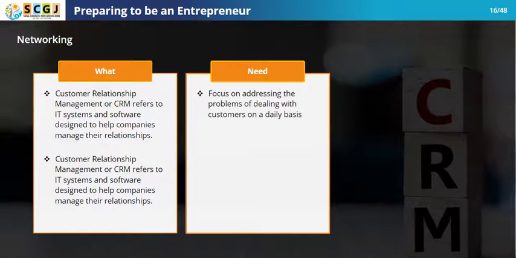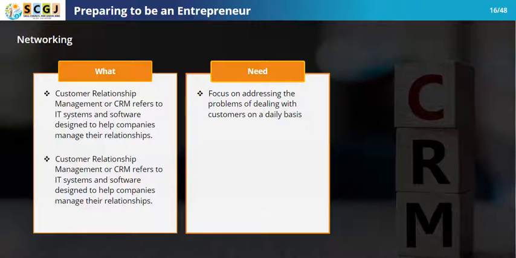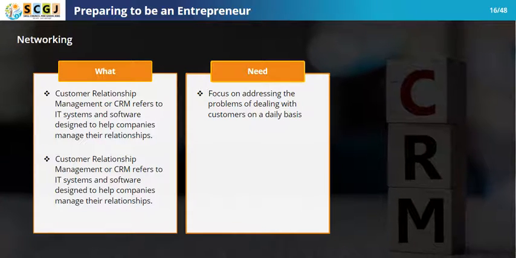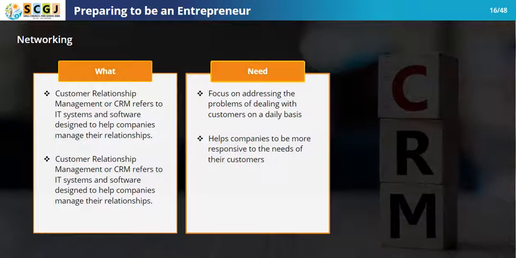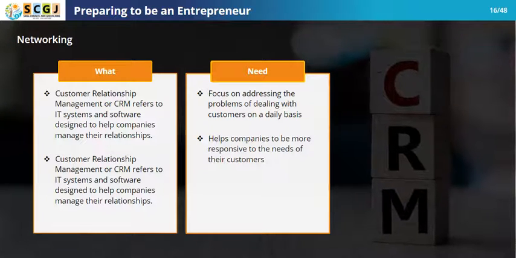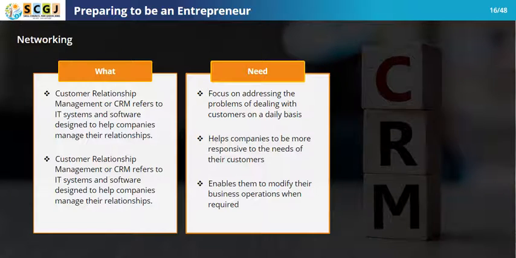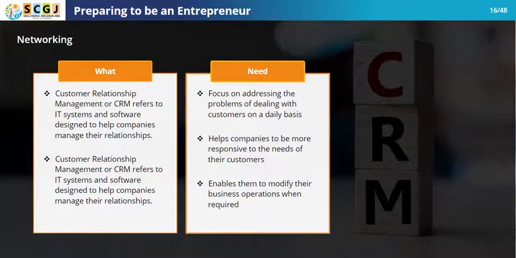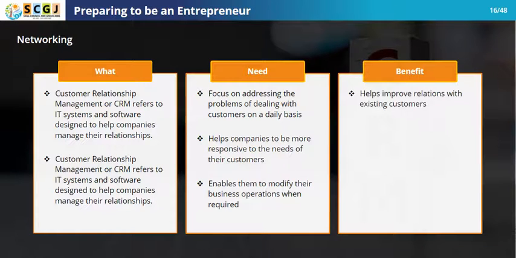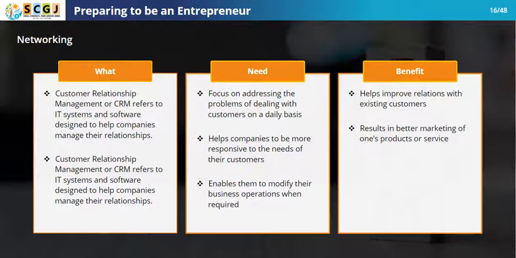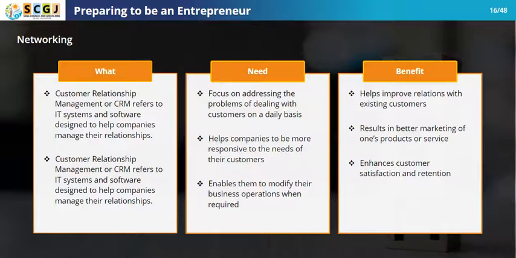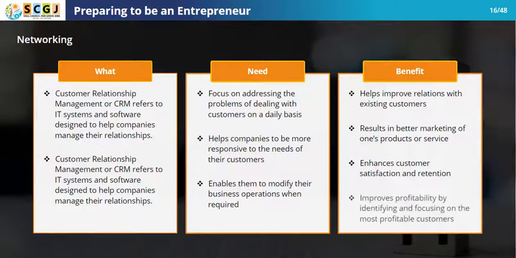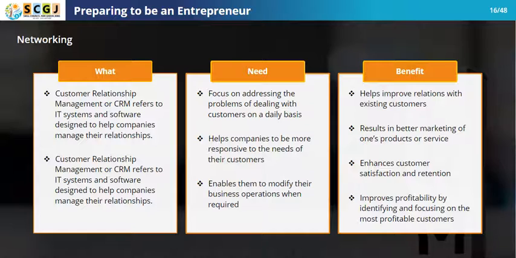Need. Focus on addressing the problems of dealing with customers on a daily basis. Helps companies to be more responsive to the needs of their customers. Enables them to modify their business operations when required. Benefit. Helps improve relations with existing customers. Results in better marketing of one's products or service. Enhances customer satisfaction and retention. Improves profitability by identifying and focusing on the most profitable customers.